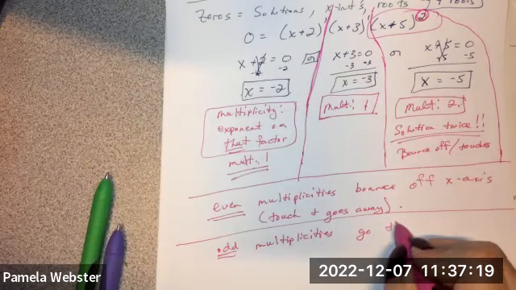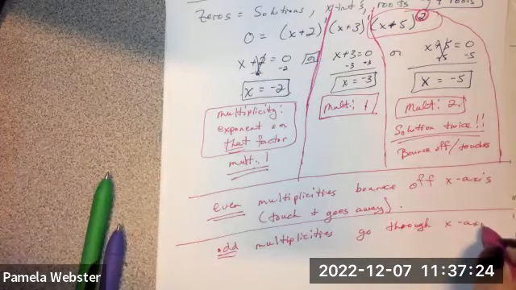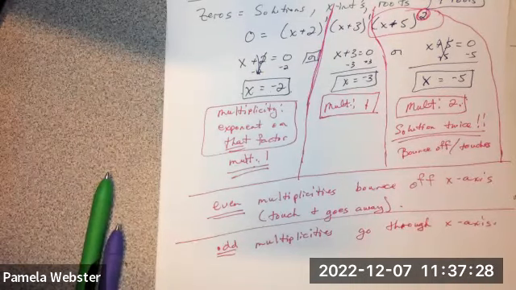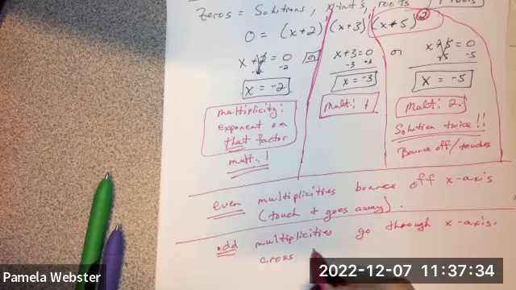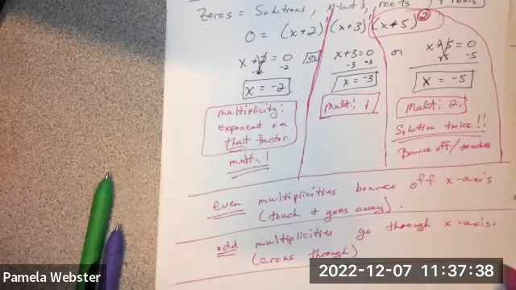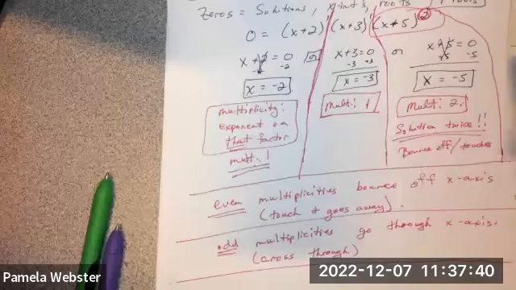Go through the x-axis. Odd multiplicities go through the x-axis, okay? So in that case, the directions say, does it cross or does it touch? Well, it's going to cross through, right? Their wording is slightly different than the wording I use, so I want to make sure we know the difference, but hopefully that makes sense.